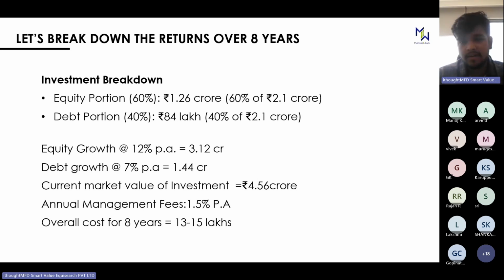So the current market value of the investment would be around 4.5 crores. I'm just assuming that the AMC fees would be 1.5%, which would be around 13-15 lakhs. If you compare both of these cases, you'd obviously know that the returns made in equities are far better, but the risks involved would also be high in the second case, because there would have been a lot of drawdowns. If you take COVID as an example, the investment market value would have definitely dropped around 20%, even for a balanced advantage fund.